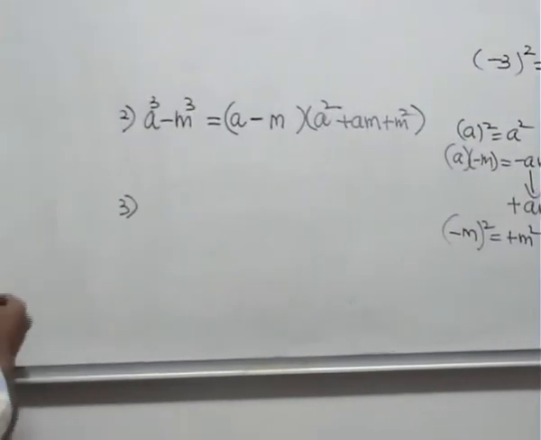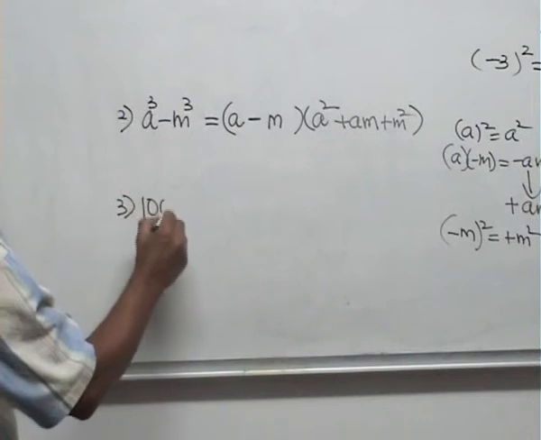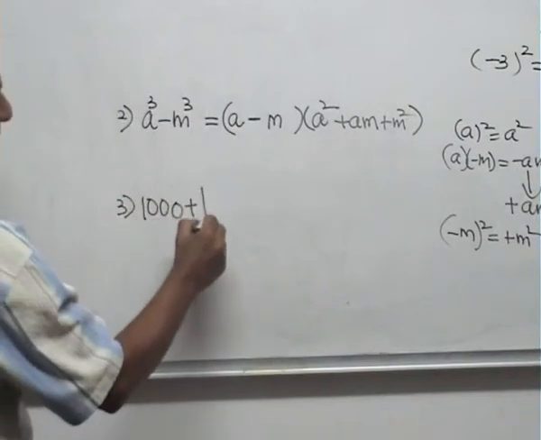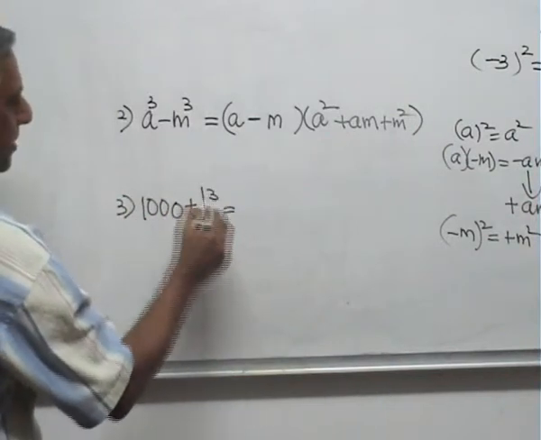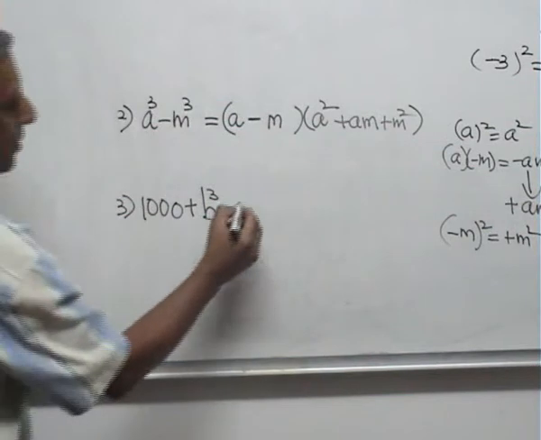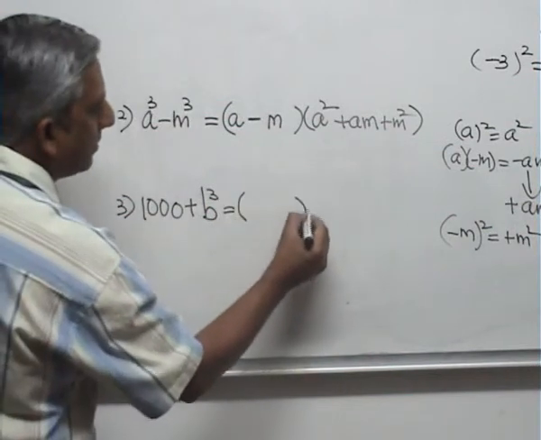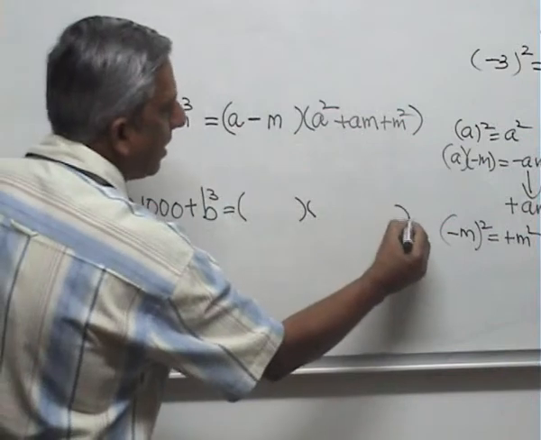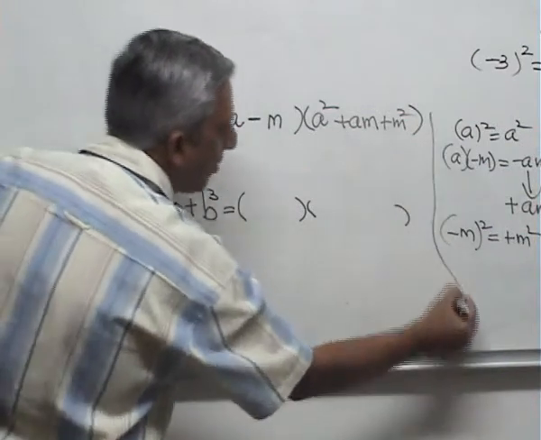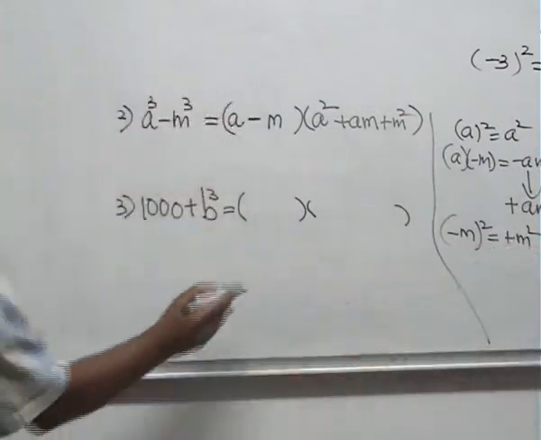Example 3, 1000 plus b cubed. Right, so one bracket small and one bracket a little larger. Right, that's all my rough work. I don't need that. Okay.